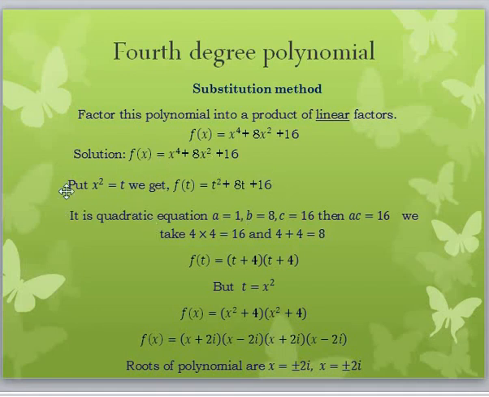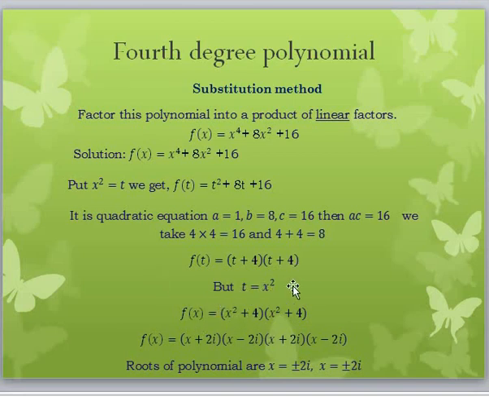Solution. Here we have to put x square equal to t. We get f of t equal to t square plus 8t plus 16. It is a quadratic equation. So here a is equal to 1, b is equal to 8, c is equal to 16. Then ac is equal to 16. We take 4 into 4, that is 16. 4 plus 4 is 8. So here we use the first simple method. So f of t is equal to t plus 4 into t plus 4.